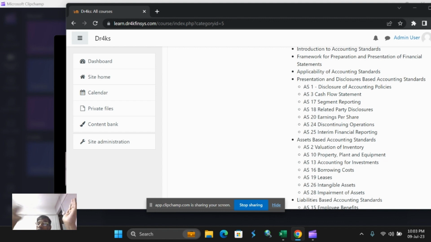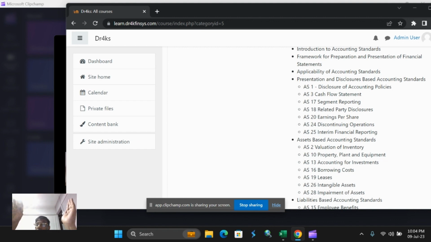Then the next one is with respect to the cash flow statement. Fine. So that is the inflows of cash, outflows of cash, then classification of cash into cash inflows and outflows under operating activities, financing activities, then investing activities. These need to be appropriately presented, and this standard talks about that.